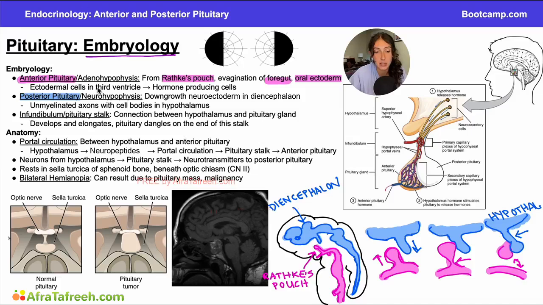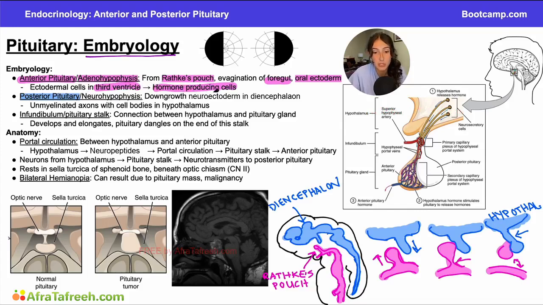These ectodermal cells, often in the third ventricle, are what is going to give rise to the hormone-producing cells of the anterior pituitary, so that's a good fact to be aware of. And then finally, our anterior pituitary is also sometimes called the adenohypophysis, and I always like to remember that A for anterior pituitary and A for adenohypophysis, so those two names kind of go together, and they do mean the same structure.